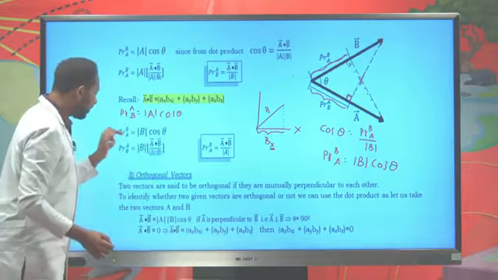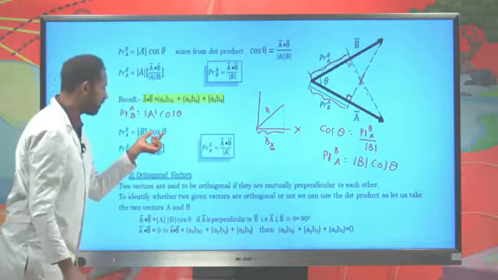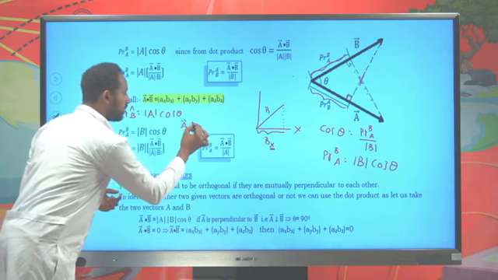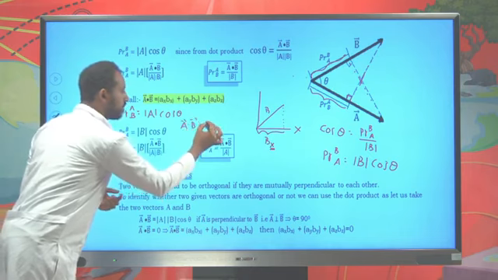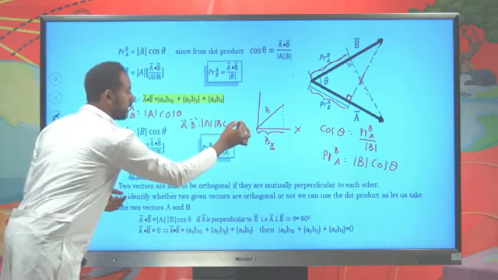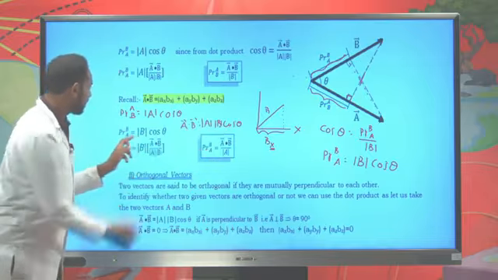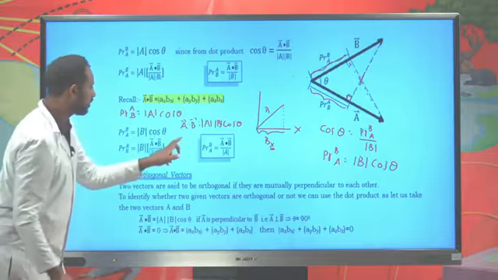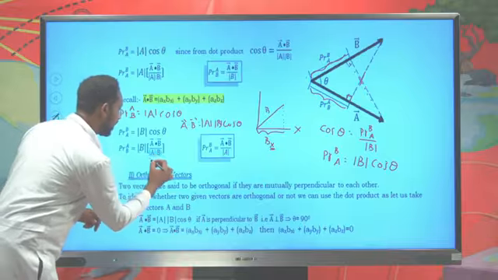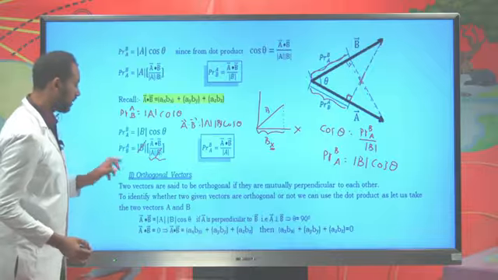If so, the projection of B onto A is the magnitude of B cosine of theta, as we have previously said. And from the dot product, we know that A dot B can be given as magnitude of A, magnitude of B, cosine of theta. This is how we determine it. Instead of cosine of theta, you can put A dot B over the magnitude of A, magnitude of B. This is how we put cosine of theta. And you can eliminate magnitude of B by magnitude of B.